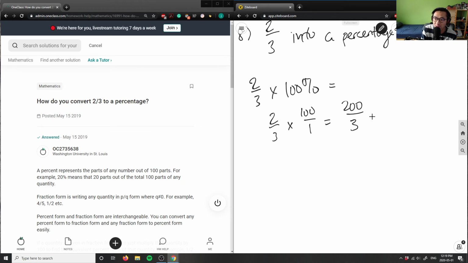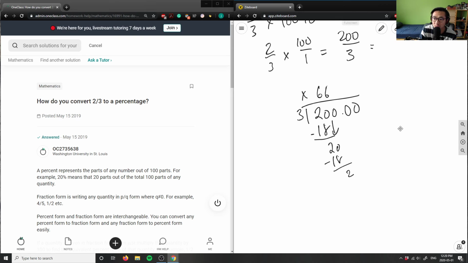In order for us to do that, I'm simply doing 200 divided by 3 here, and I'm going to do long division, right? So 3 times what number would give me 20? 3 times 6 is closest to 20, which gives me 18. 20 minus 18 here is 2. Bring down another 0. Again, 3 times what number is 20? It's going to be 6. So again, 18, and 20 minus 18 is 2. And as you can see, it keeps repeating, right?